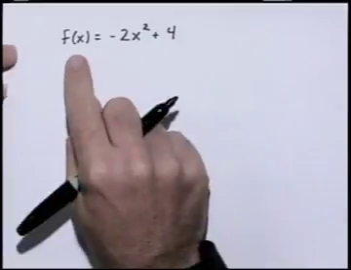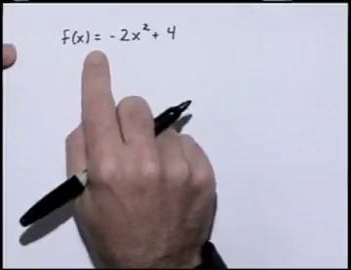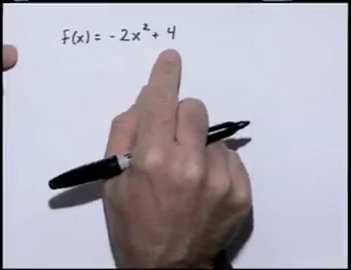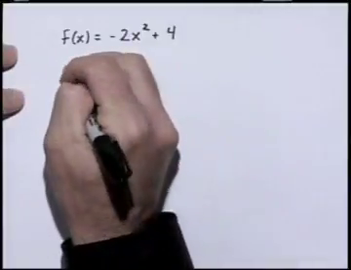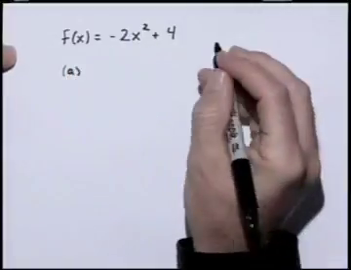We're now going to find the average rate of change of a function. Whenever you hear the words average rate of change, think slope. For example, with the function f of x equals negative 2x squared plus 4, we want to find the average rate of change from 0 to 2.